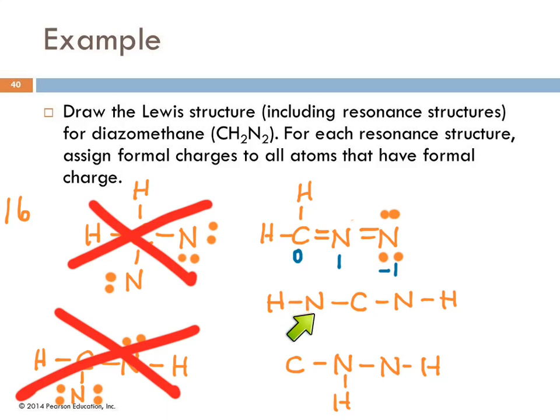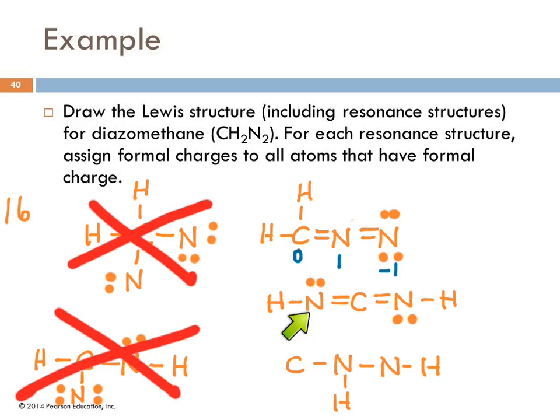Let's go to this guy. 2, 4, 6, 8, 10, 12, 14, 16. Time for some multiple bonds. We'll take this guy and put him in there. Now, nitrogen's happy, carbon's happy. This nitrogen's still not so happy. So we'll take this lone pair from carbon and go over here. Does that satisfy the octet rule? Yeah, it does. Okay, formal charges.